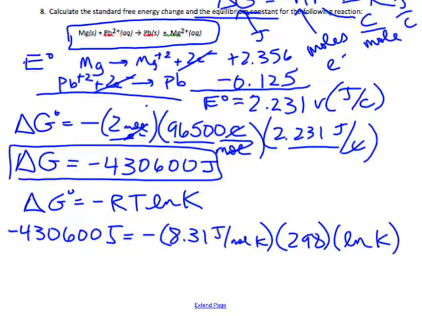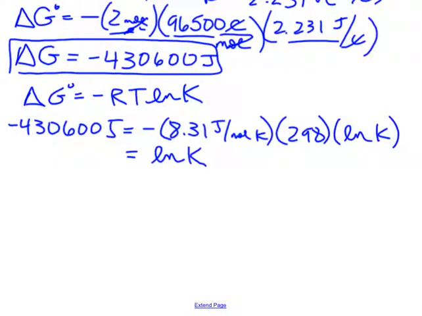So go ahead, just break it down into steps. Go ahead and solve for ln of K. Go ahead and just divide by negative 8.31 and 298 and tell me what you get. Times 10 to the what? That's dividing that and that and that? All right, you must have solved for K.